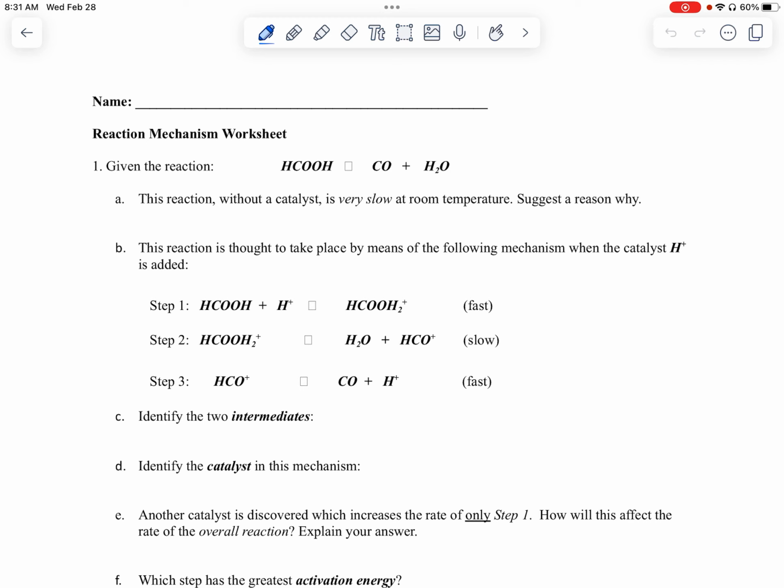Now, for whatever reason, when I turn this into a PDF, all of my arrows did not work. So see all these boxes? Just pretend they're arrows, okay? So here is a reaction. We do not know how this occurs. How does this become that?